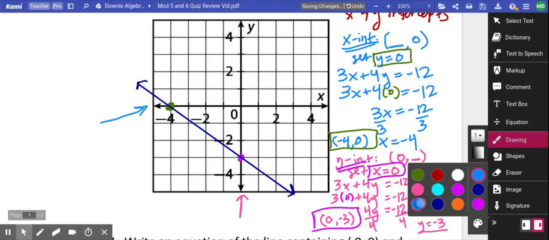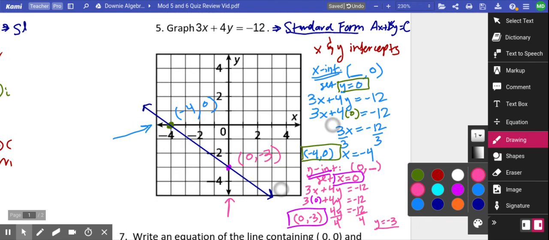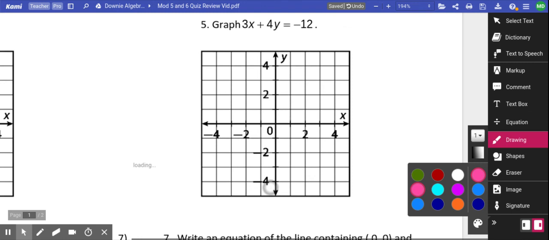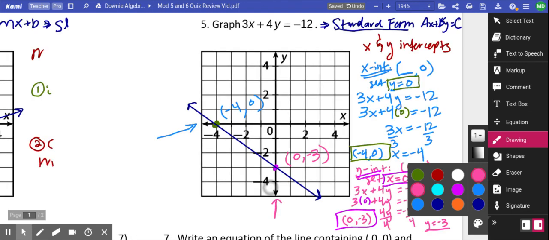And just to be sure that these are the correct points, I'm going to label my x-axis, my x-intercept, negative 4, 0. And on my y-axis, my y-intercept of 0, negative 3. And this is how we graph in standard form 3x plus 4y equals negative 12.